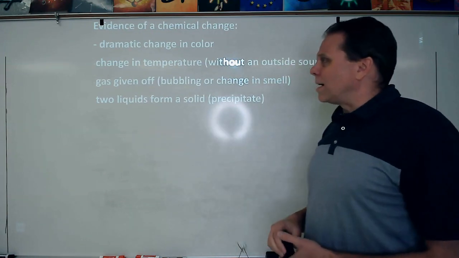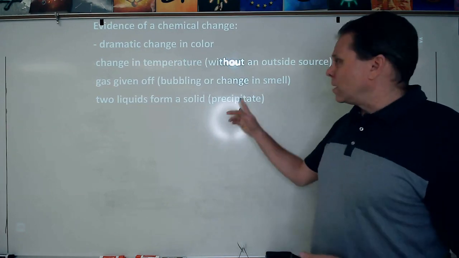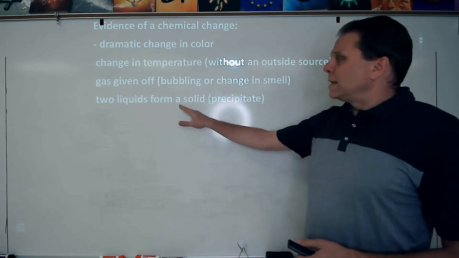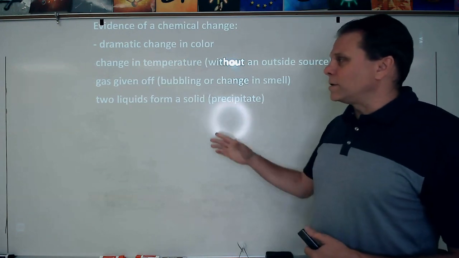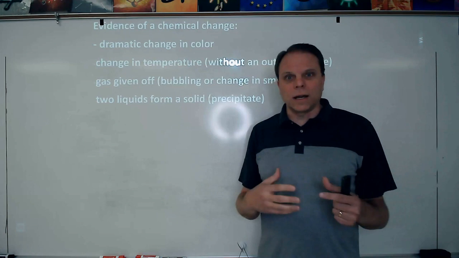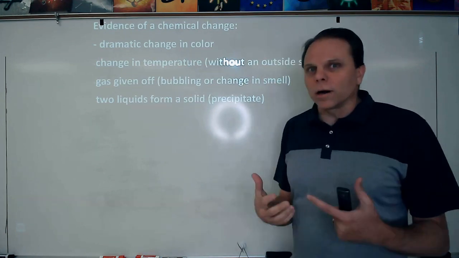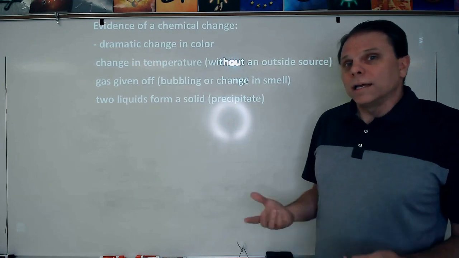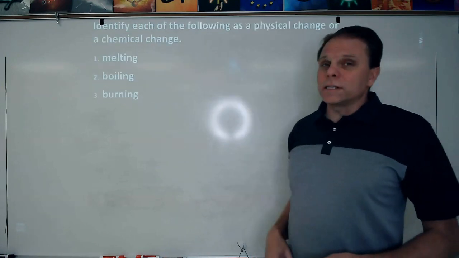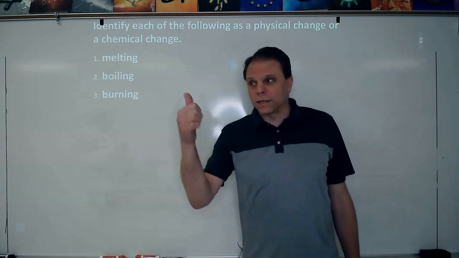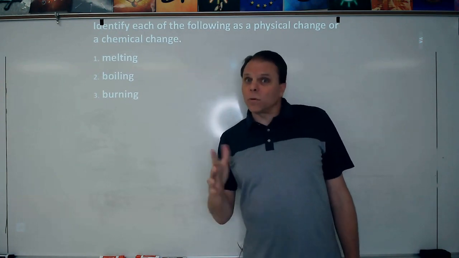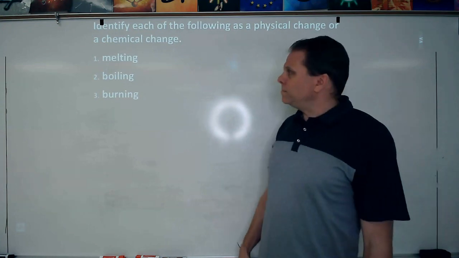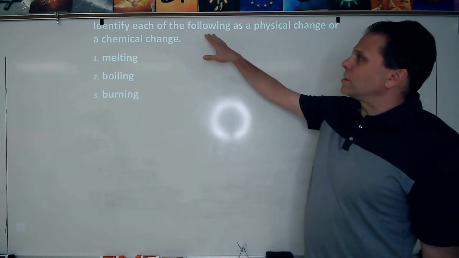Gas is given off, so bubbling, or a change in odor or smell. That could be an indicator of a chemical change. Liquids forming a solid. If you take two liquids, you put them together, and all of a sudden it turns white or yellow or cloudy or something. That's called a precipitate. It's just another way of saying it turns into a solid. So those are all evidences of chemical change. So know those evidences. Giving off heat or light can also be another one. Giving off an odor. Things like that. Make sure you know those.